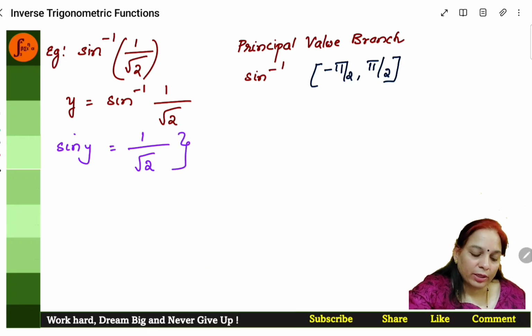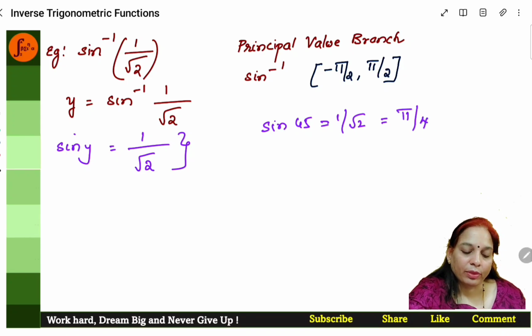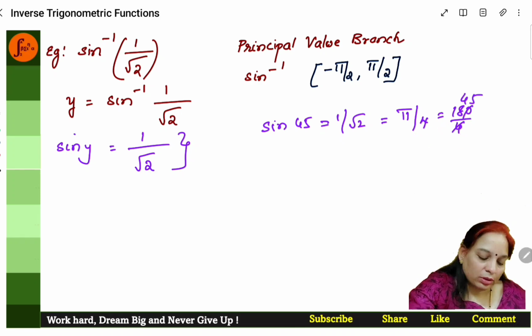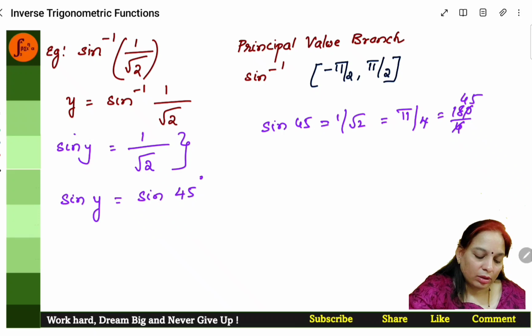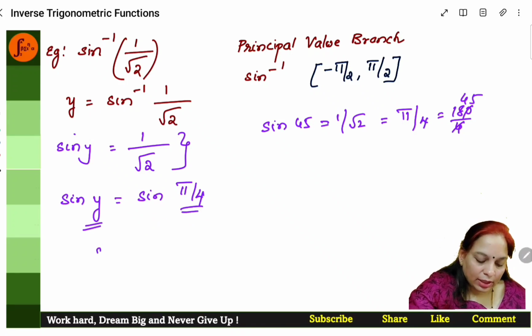Now what is 1 by root 2? In the trigonometric chart, sine 45 degrees is 1 by root 2. 45 degrees is pi by 4, which is 180 by 4. So sine y is equal to sine 45 degrees, or sine pi by 4. Now what does this indicate? This indicates that y is equal to pi by 4.